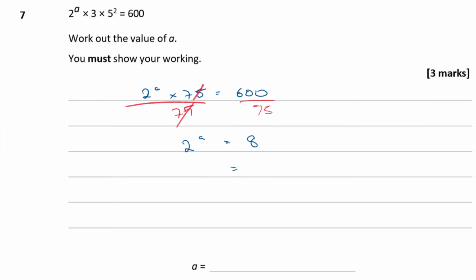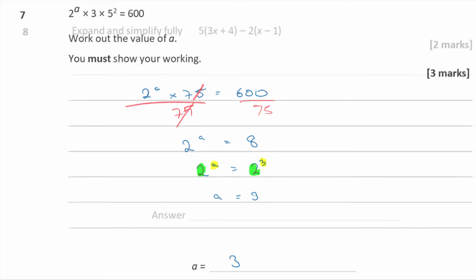Well, 8 is 2 cubed, isn't it? So 2 to the power of a is 2 cubed. So a must be equal to 3. Just comparing the indices there. So if the base numbers are the same, 2 and 2, I can compare the indices and say that a is equal to 3.